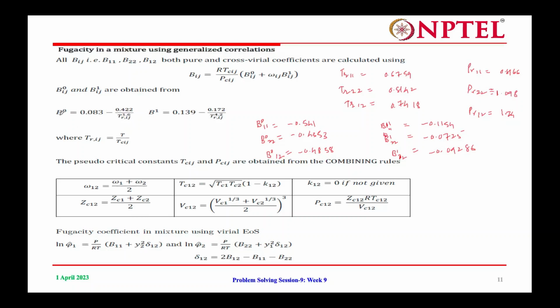Suppose we have to calculate B naught 11. So here T R 11. Put this value here, you will get B naught. Similarly for B1. Now calculate the Bij.